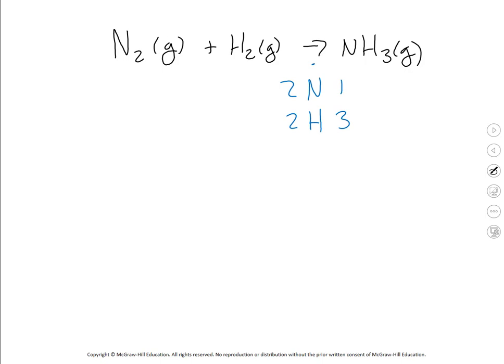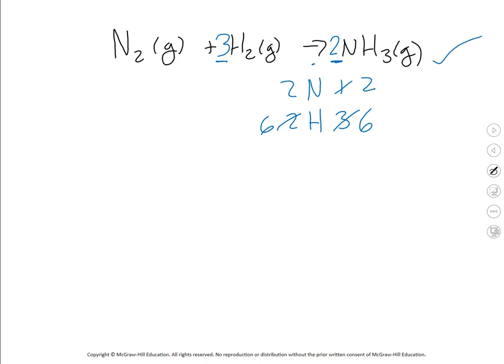So I've got 2 nitrogens as a reactant and only 1 on the product side. So I need a coefficient in front of ammonia that will fix that. What coefficient will fix that? 2. Now, when I distribute that 2, I now have, instead of 1 nitrogen, 2 nitrogens, but it also changed the number of hydrogens. Now, how many hydrogens do I have? 6. Good. So now nitrogen is balanced, hydrogen is not. So what coefficient in front of hydrogen will balance that? 3. So now I have 6 and 6, and now I am balanced.